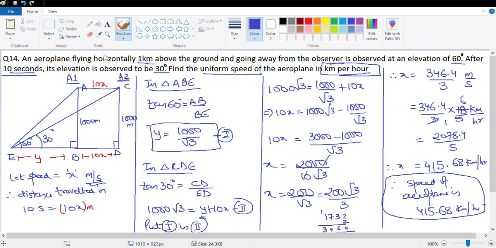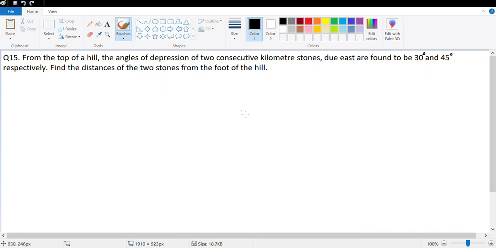That brings me to the last question of this exercise that we'll do, question number 15. It says from the top of a hill, the angle of depression of two consecutive kilometer stones. Now, what are kilometer stones? These are basically stones which mark the distance, and they are obviously 1 kilometer apart. So instead of writing the distance between them, they've written it as kilometer stone.